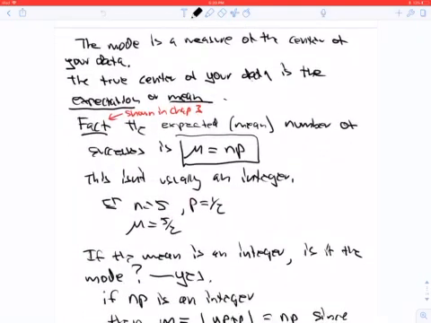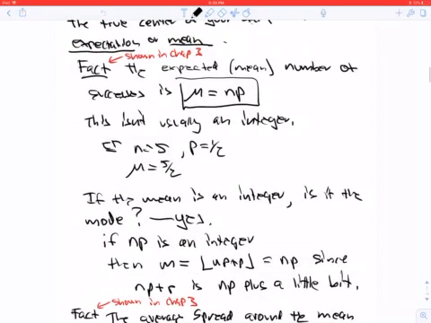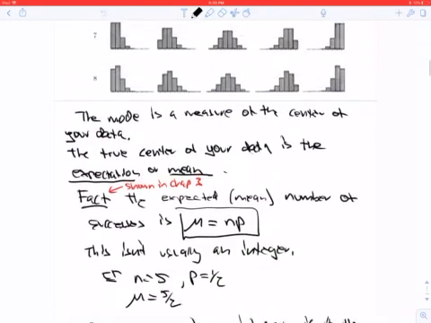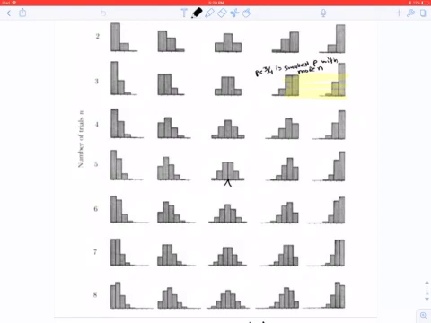Now the mode is a measure of the center of your data. The true center of your data, however, is the expectation or mean. Here's a fact shown in chapter 3: the expected mean number of successes is mu equals np. Now, this isn't usually an integer. For example, when n is 5 and p is a half, mu is 5/2. So I can show that right here.